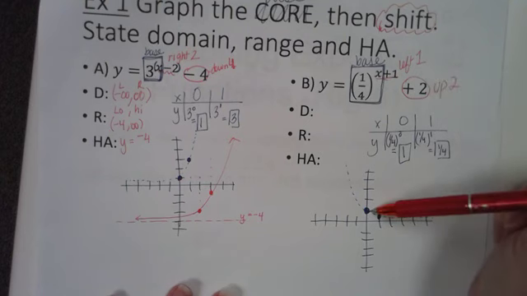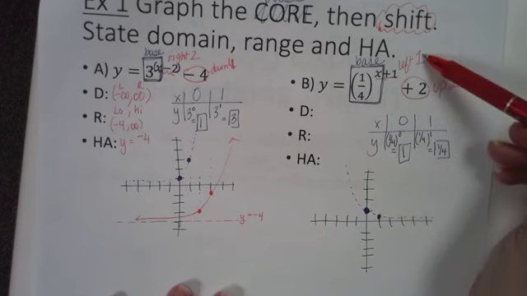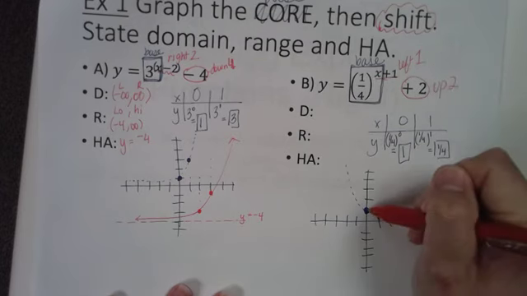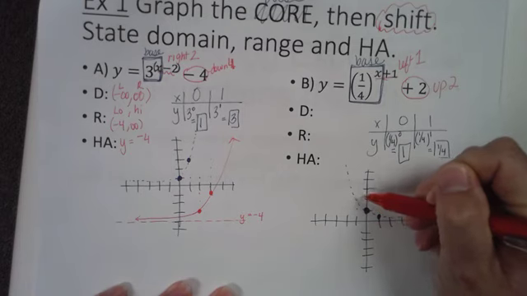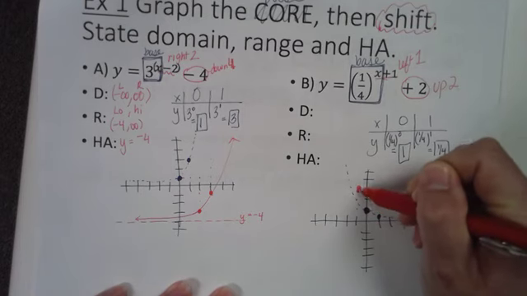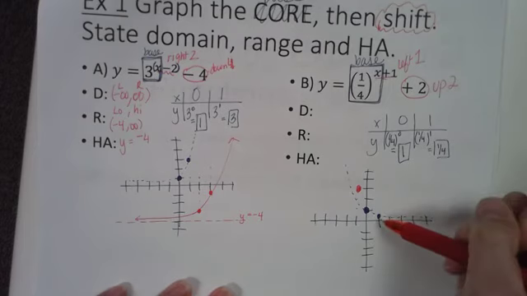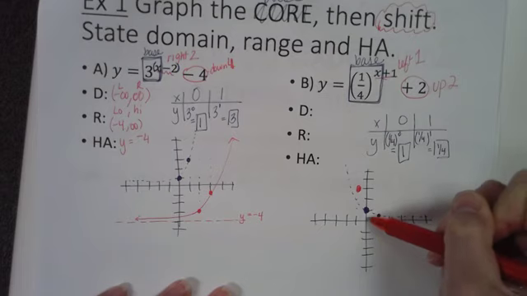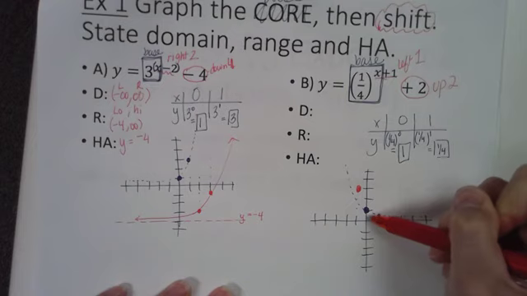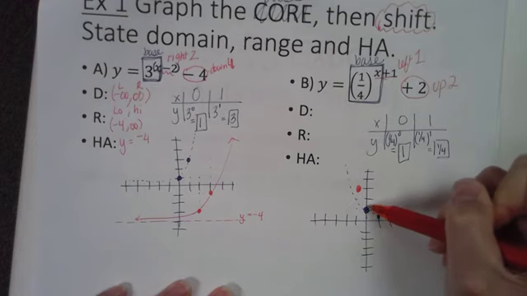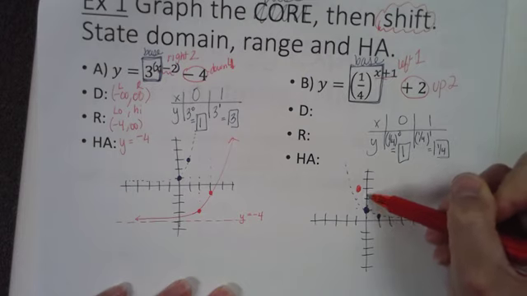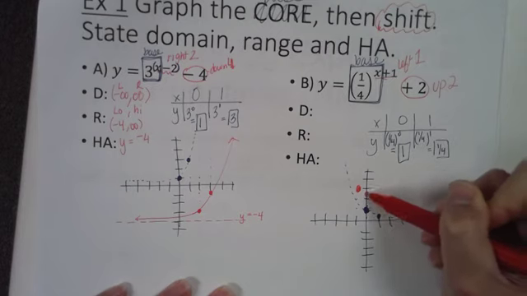What should I do to these points? Left 1, up 2. Here we go. Left 1, up 2. Now, I can shift my quarter point left 1. And if I shift it up 1, where am I? 1 1/4. And up 2 would be 2 1/4. Very good.